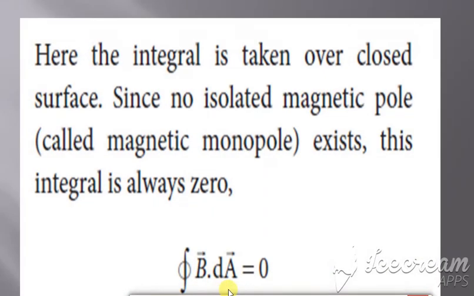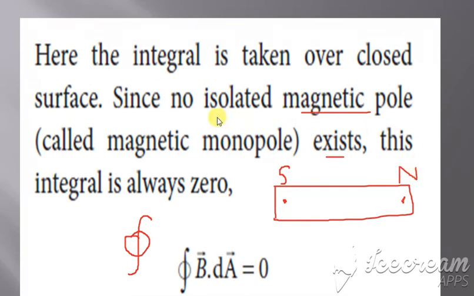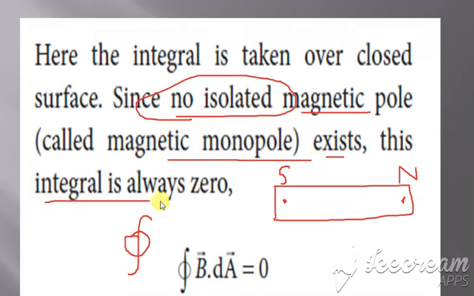Okay, and hence here the integral is taken over the closed surface. So we are taking the integral for a closed surface, since no isolated magnetic pole exists, because a magnet will always have a dipole, because it has a south pole as well as a north pole, is it not? So we can say that there is no isolated magnetic pole, or monopole, and so the integral is also becoming 0. So this integral value is equal to 0. Okay, so clear?